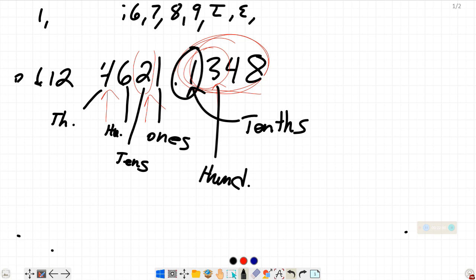Okay? All right, so, and then this would be called thousandths, and this would be called 10,000ths. Okay?